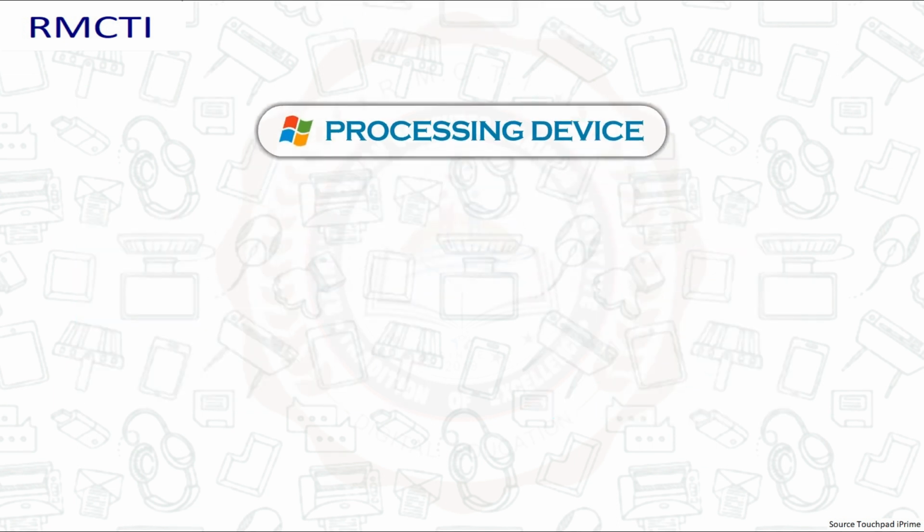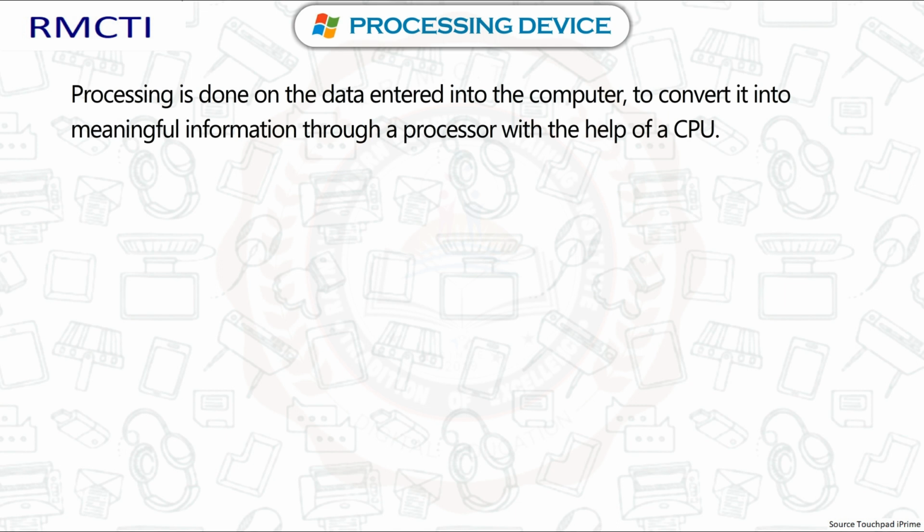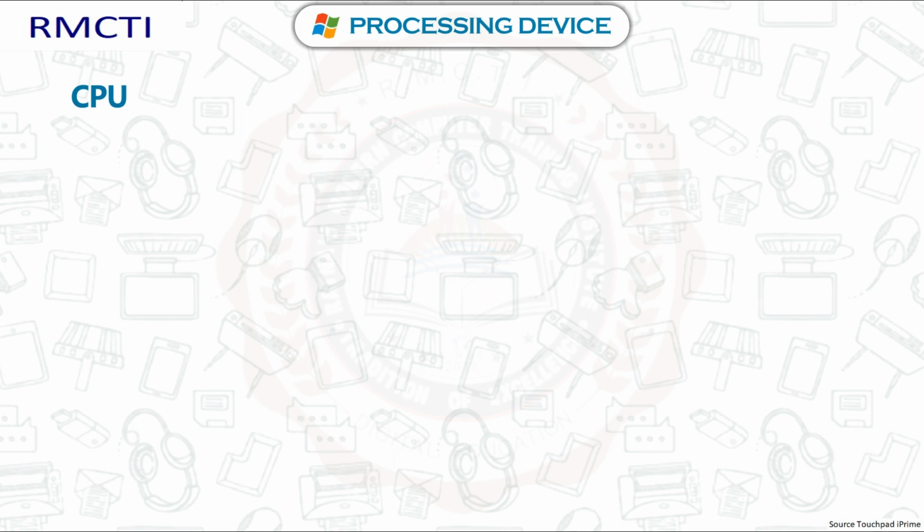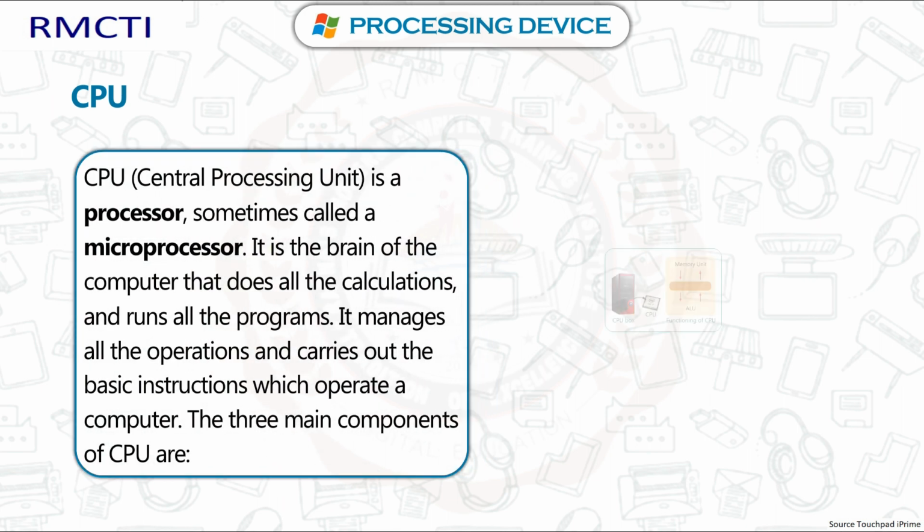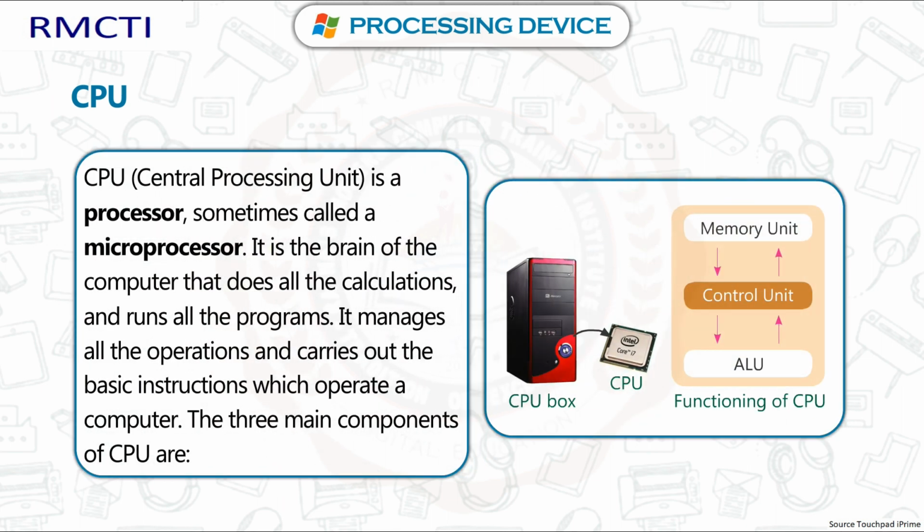Processing device. Processing is done on the data entered into the computer to convert it into meaningful information through a processor with the help of a CPU. CPU. CPU, Central Processing Unit, is a processor, sometimes called a microprocessor. It is the brain of the computer that does all the calculations and runs all the programs. It manages all the operations and carries out the basic instructions which operate a computer.